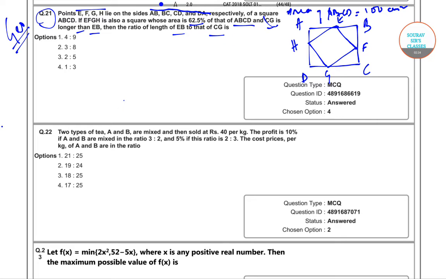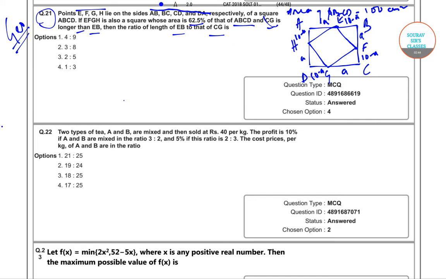So now if we take this AE as small a, then the length of EB will be 10 minus a. Similarly here it will be a, then 10 minus a, then a, then 10 minus a, then a and 10 minus a. So the side lengths will be in such a manner.